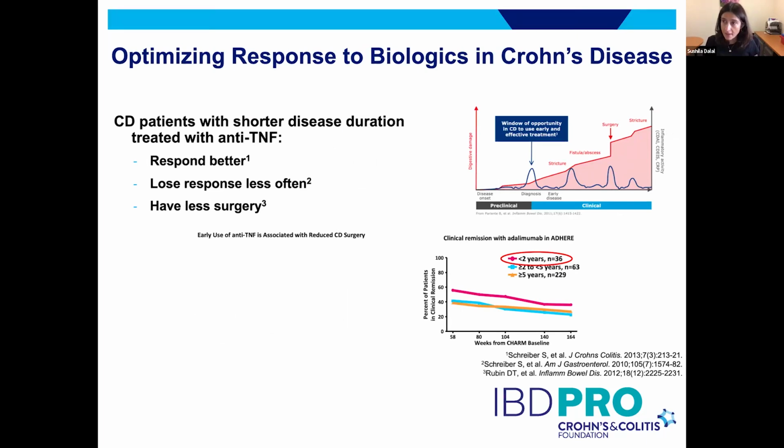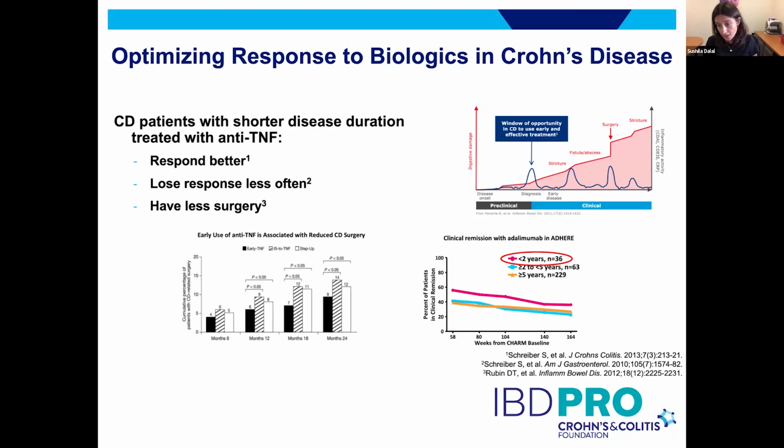So we know that patients that have had disease for a shorter period of time and are treated with something like an anti-TNF respond better. They lose response less often. They have less surgery. It's important to treat early, when we really have a chance to impact the whole disease course. We see that across all medications. This data is for anti-TNFs, but in almost every medication trial, we see that the first medicine works the best. The patients that are earlier in the disease course are more likely to respond. So we don't want to lose that really important opportunity to make an impact in the patient's disease course.